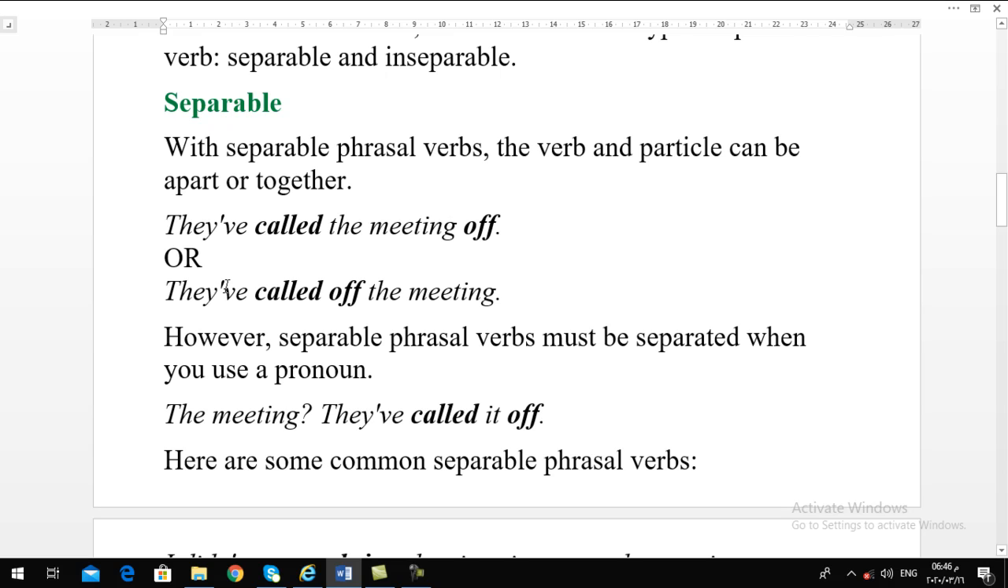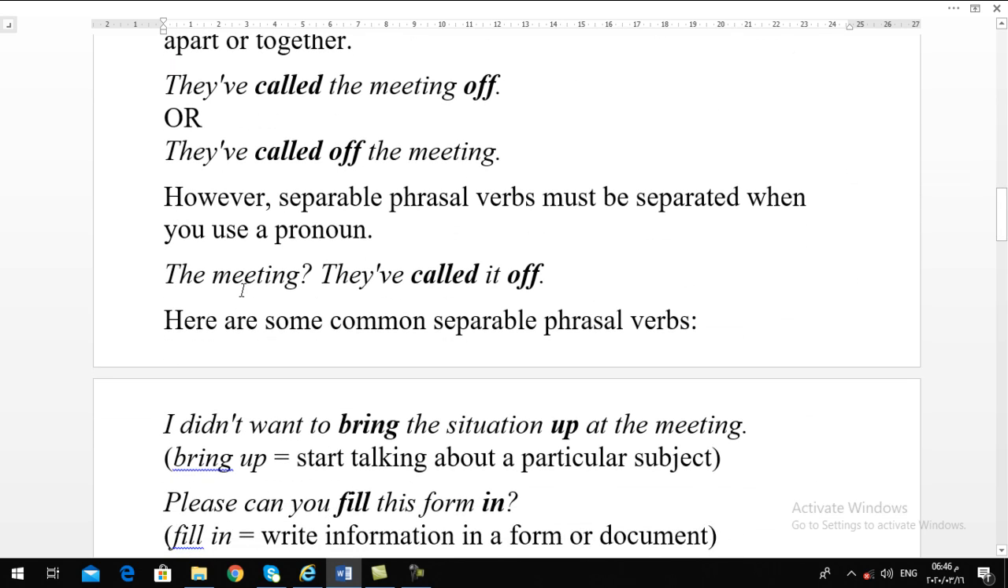Or I can say they have called off the meeting. Both of them are right. However, a separable phrasal verb must be separated when we use a pronoun. Like here, the meeting, they have called it off. Here I use the separable verb but with a pronoun, it. Can I say they have called off it? No, this is wrong.